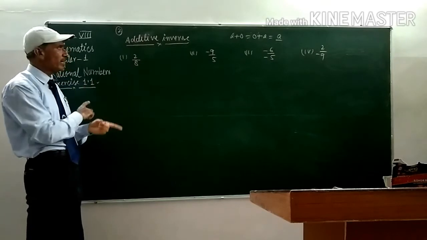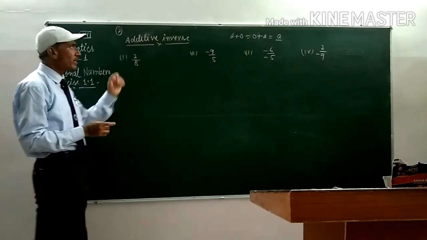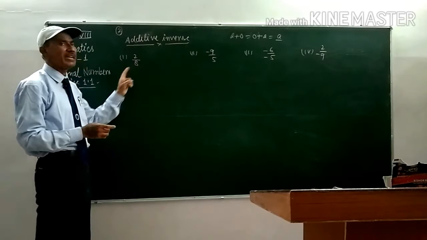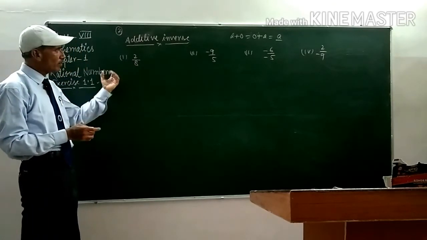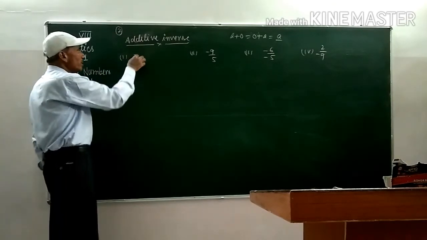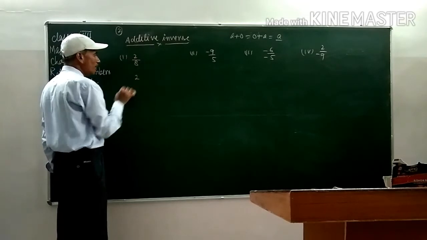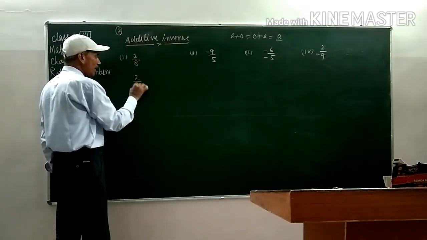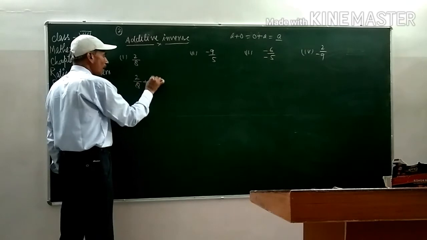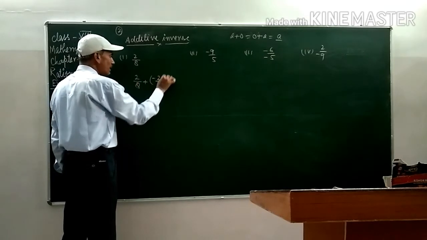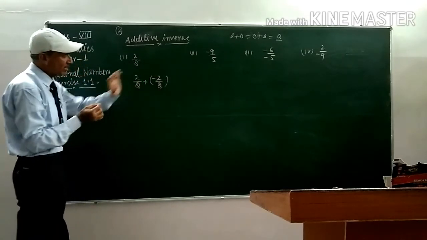ये numbers एक दूसरे के additive inverse होती हैं. It means additive inverses are the negatives of the given numbers. जो number रहती हैं उसका negative. So here 2 by 8. So if we take here 2 by 8 plus minus 2 by 8. What is the negative of 2 by 8? That is minus 2 by 8.